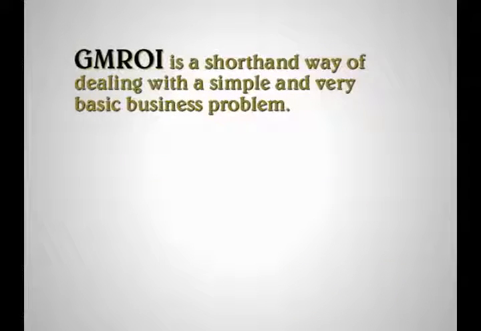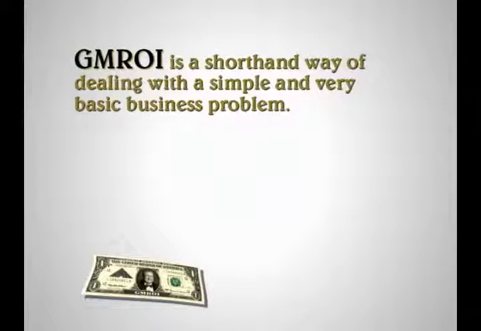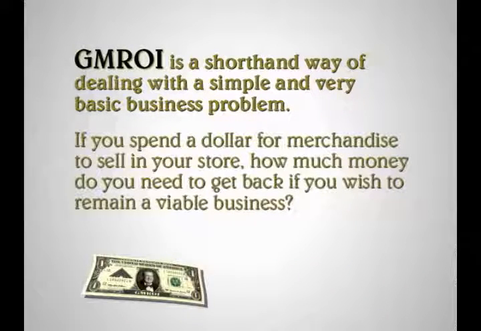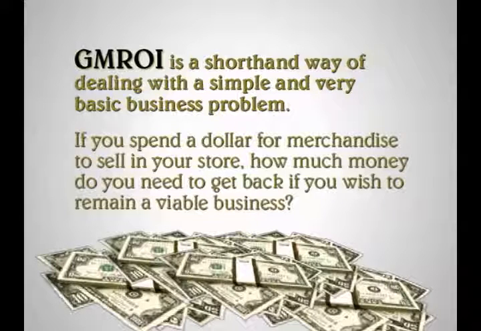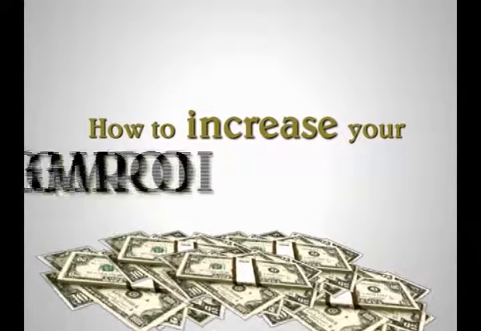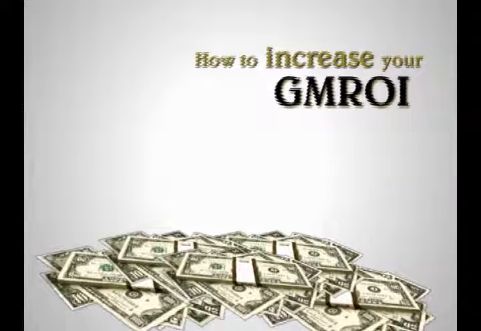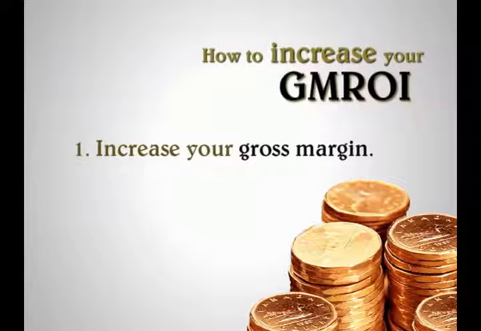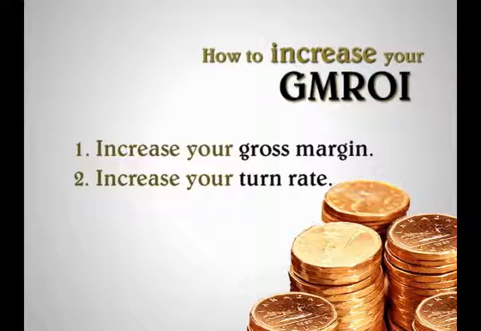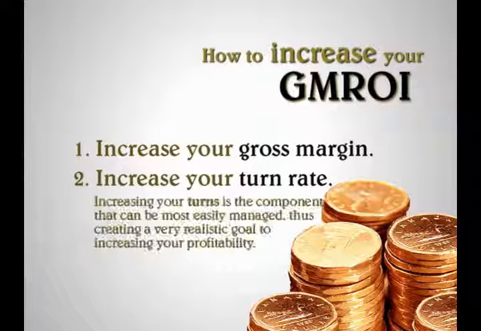GMROI is a shorthand way of dealing with a simple and very basic business problem. If you spend $1 for merchandise to sell in your store, how much money do you need to get back if you wish to remain a viable business? So how can you create greater GMROI? Well, there are two ways. Number one, you increase your gross margin, which will increase your GMROI. Or number two, you can increase your turn rate, which will also increase your GMROI. Increasing your turns is the component that can be most easily managed, thus creating a very realistic goal to increase your profitability. So let's take a look at these two distinct ways of increasing your GMROI.